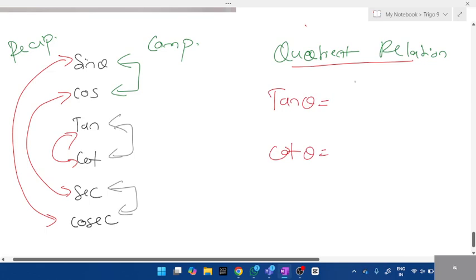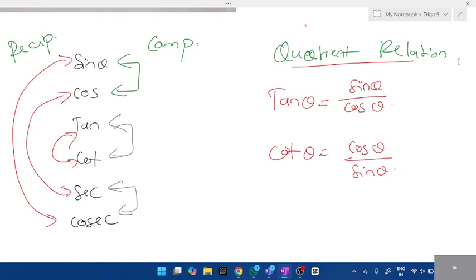What is the tan formula? How do you get the tan value? Sin theta divided by cos theta. Then what will be the cot value? Cot should be cos theta divided by sin theta. We have studied this. The name for this is quotient relation. Just quickly go through all this: reciprocal, quotient, complementary.